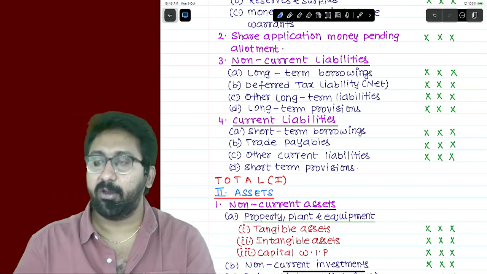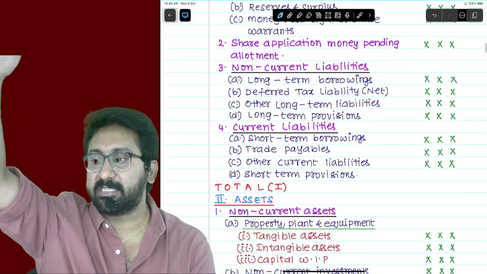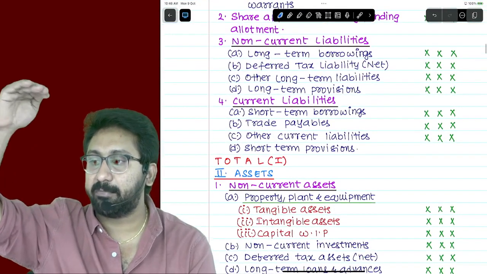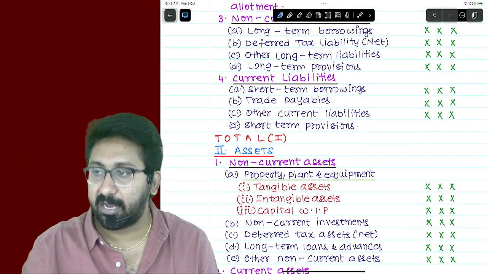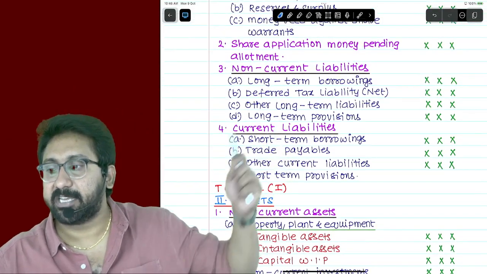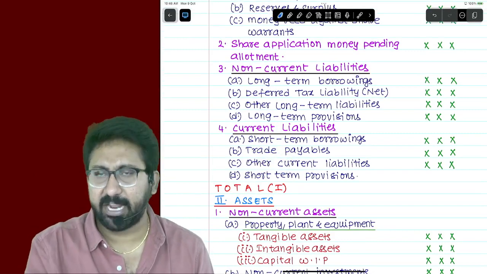Now tell me, what is the first point? Shareholders funds. Second point, share application money. Third one, non-current liability. And fourth one is what? Current liability. In non-current liability, what is the A? Long-term borrowings. Next one, deferred tax liability.